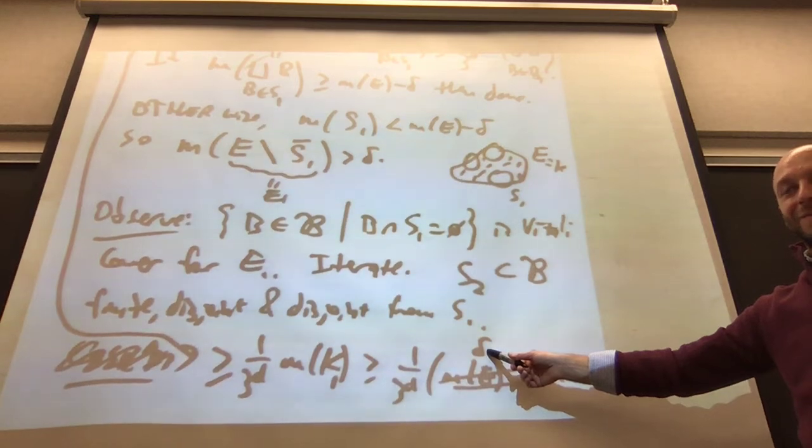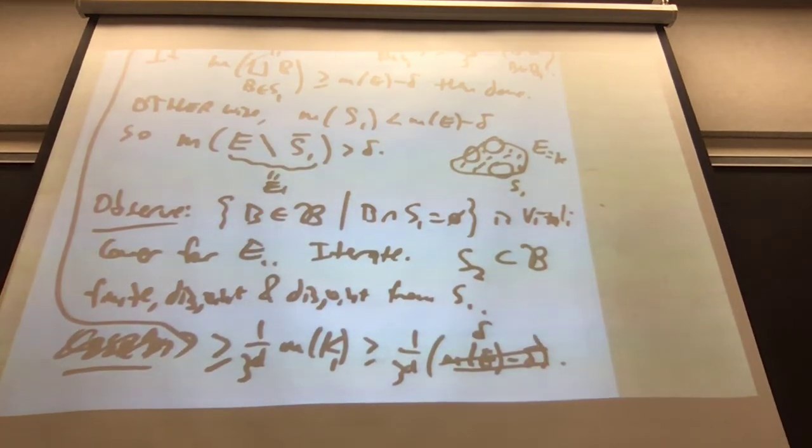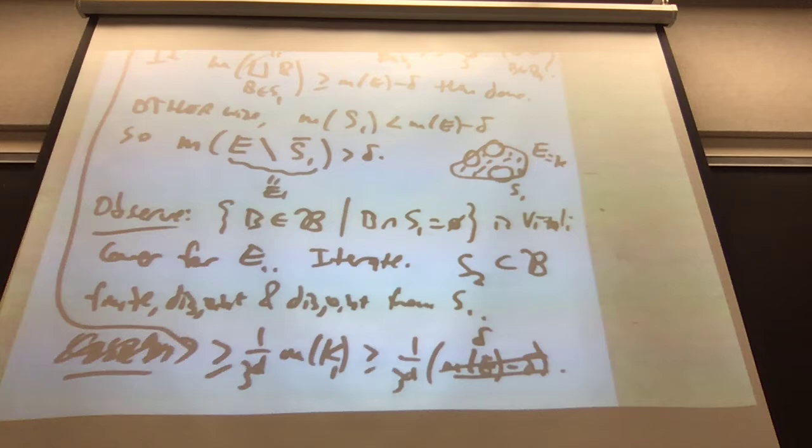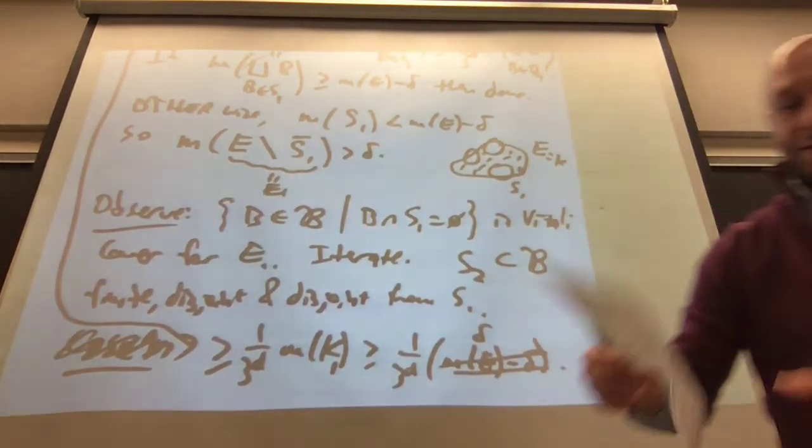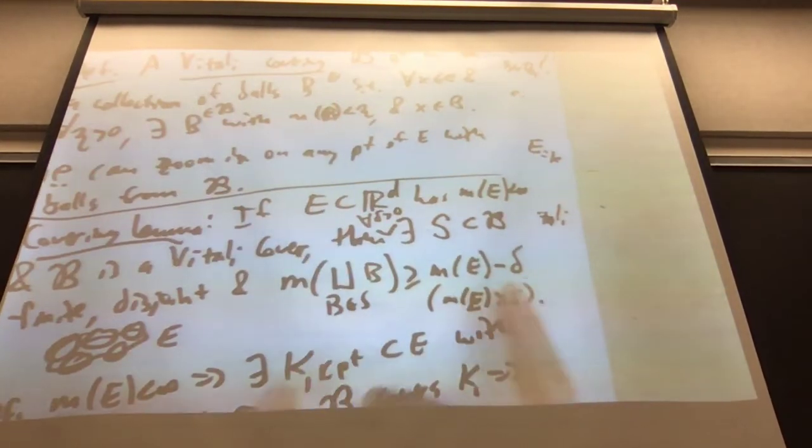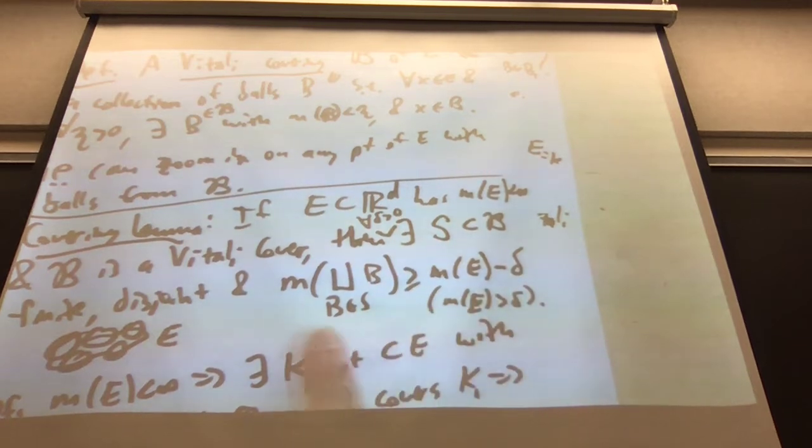So wait, I agree this works if delta is strictly less than the measure of E, but what if delta is the measure of E? Then you can't get close. Then this statement is vacuous, because the measure is a non-negative function.